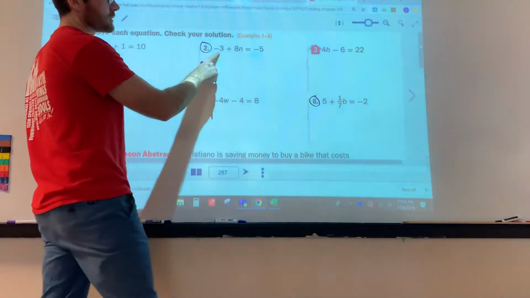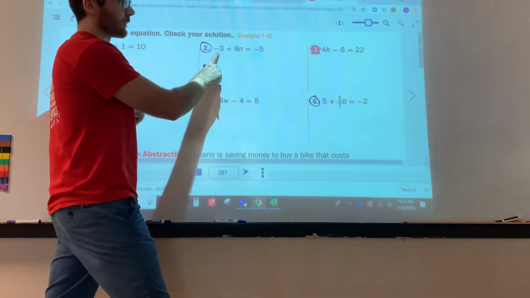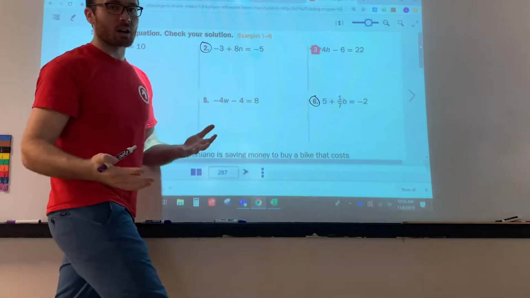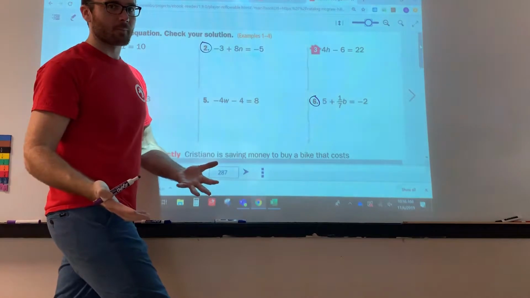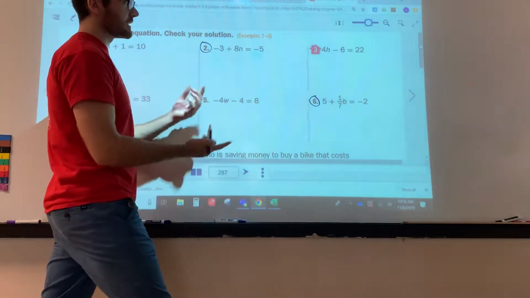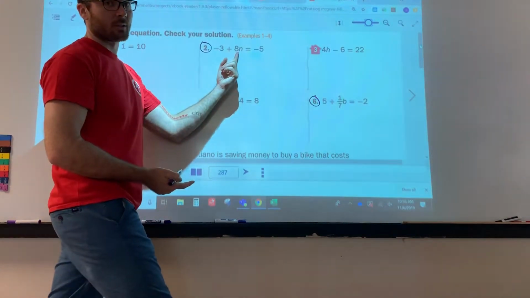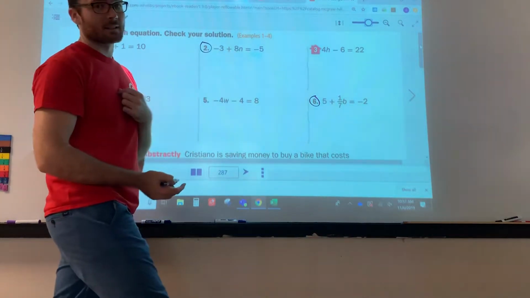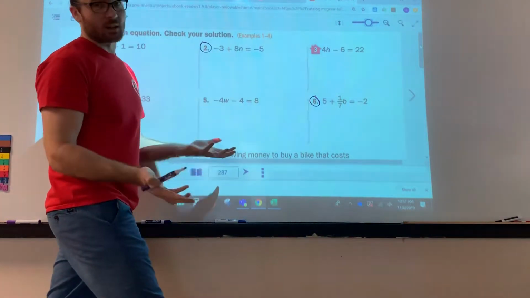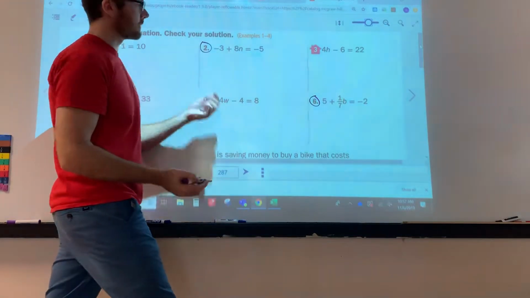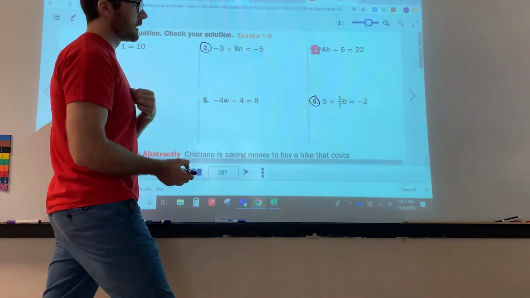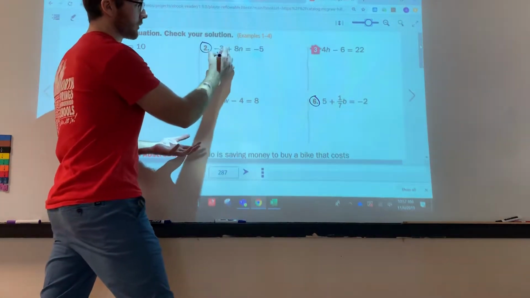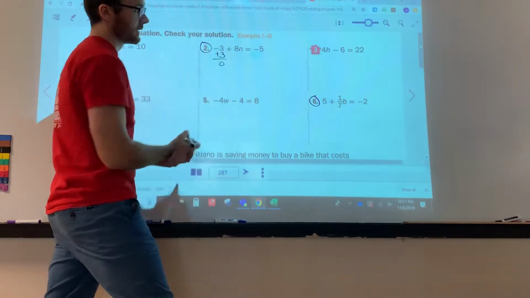All right, so this one says -3 plus 8n equals -5. My first job is to isolate the variable. What do I need to do to get the variable by itself? Well, I see a -3 and I see an 8. What's my first one that I should get rid of? The constant, the -3. How do I get rid of a -3? Well, a +3 will make 0 right here.